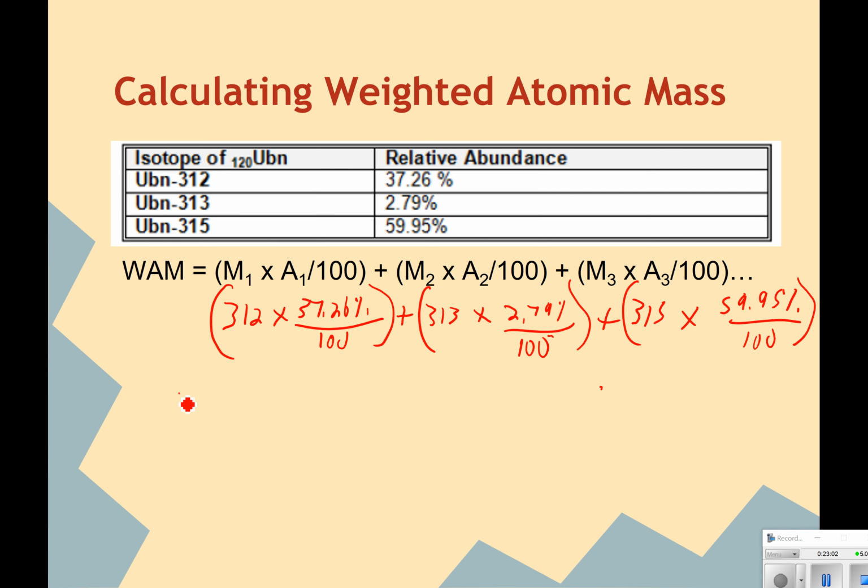And when we punch this in, we get an average, and we can determine this ahead of time. We're probably going to want an average somewhere around 315 because it is 60%, but there's still a relatively large portion down at 312. So we're going to find an average somewhere in between these two, probably more towards 315 because it has a bigger abundance in nature.